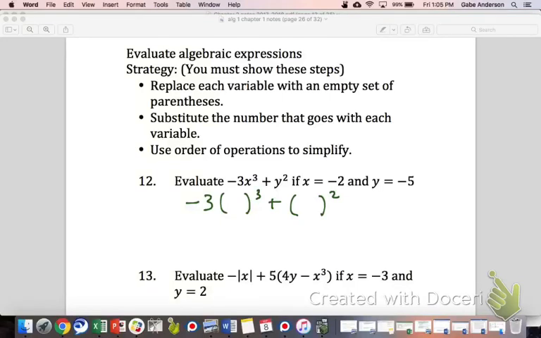There we go. The x is supposed to be negative 2, so I'm going to put a negative 2 right there. And the y is supposed to be negative 5, so I'm going to put that right there. Now, once you have input the correct numbers in for the variables, the final step is we're going to use order of operations to simplify, and that's where I want to leave you guys, all right?